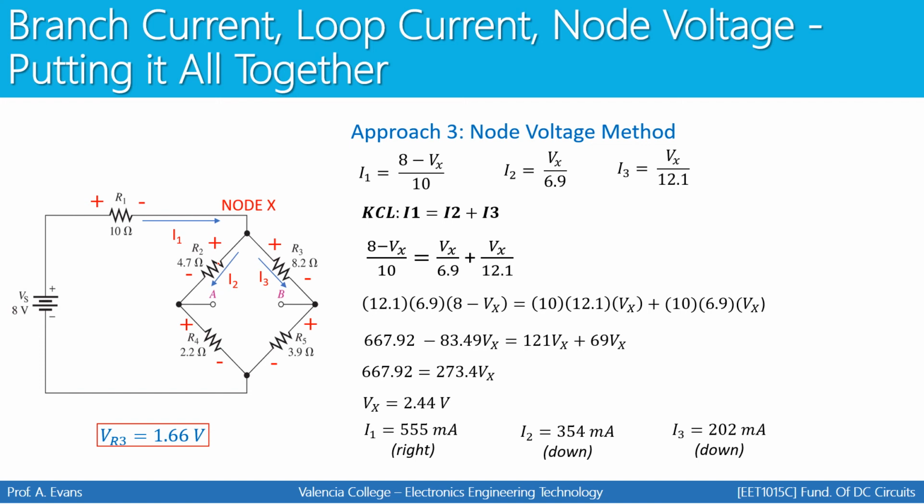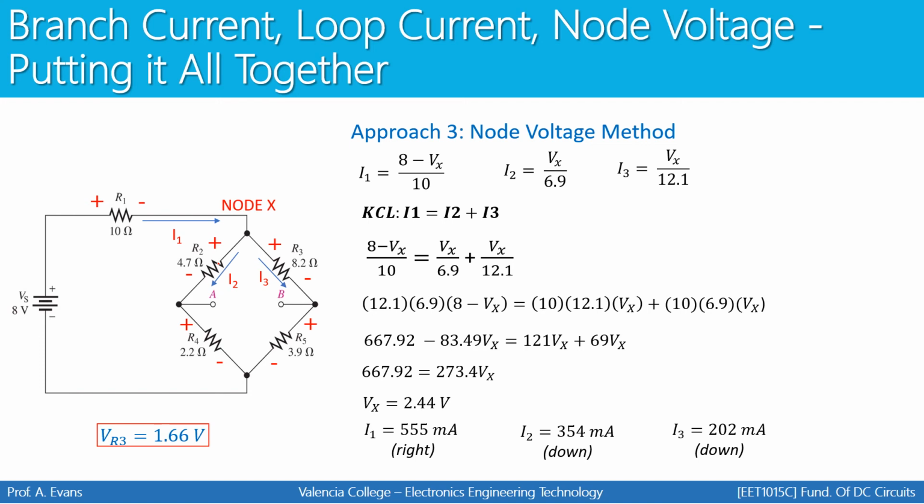So this is how we can use branch current, loop current, or node voltage to solve a particular problem. The method you choose is ultimately up to you, but you want to think about what you're trying to find and what might be the most efficient way to find it. In general, the less equations that you have, the easier it is for you to solve the problem. So node voltage comes out to be the simplest because you only have one node, which means you only have one unknown, which means you only have one equation that you have to solve.